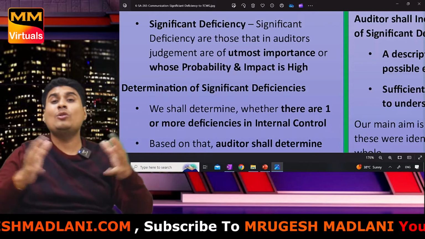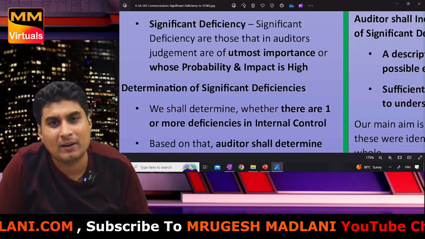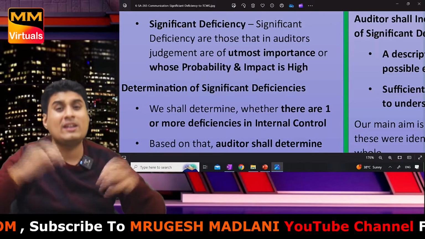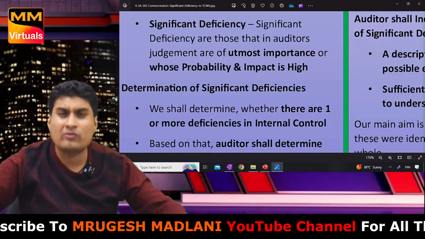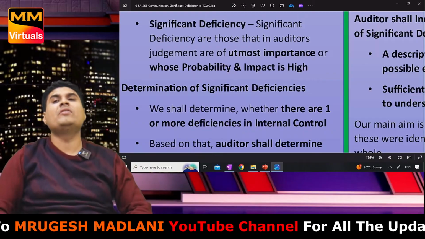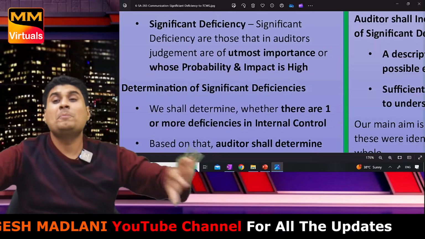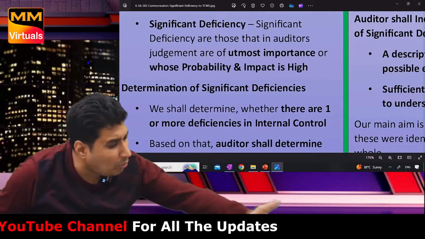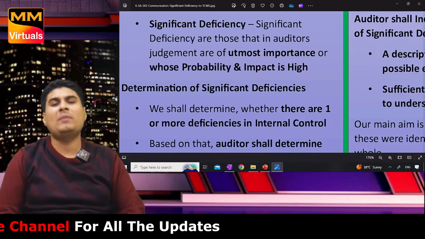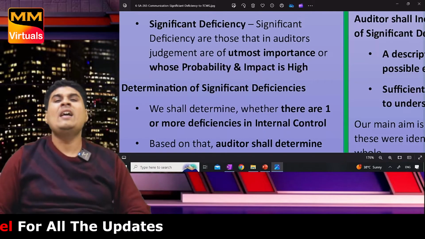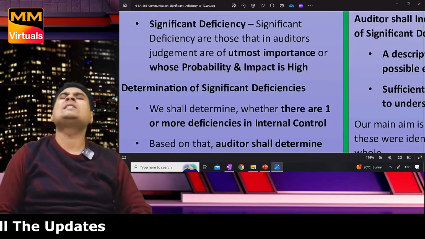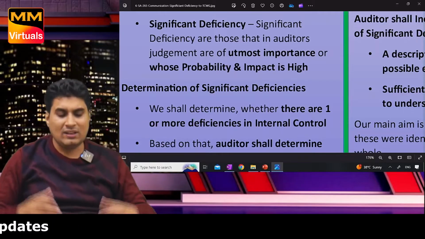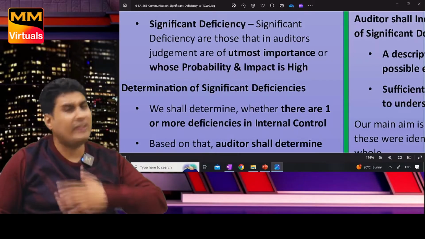There are no qualified people in the accounts department. They don't have knowledge of accounting standards or the financial reporting framework. There is no proper period-end financial reporting process to prepare financial statements. All the people are unqualified. Management is not serious about internal controls. These are significant deficiencies. Everything will be wrong.